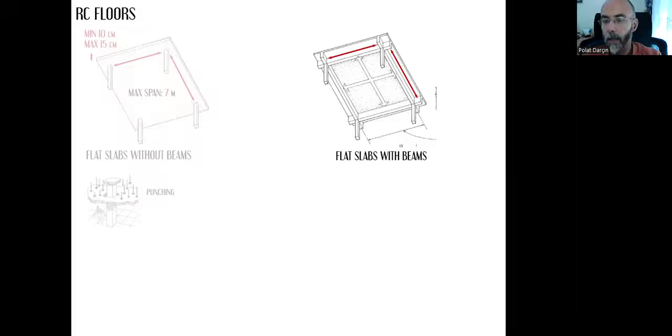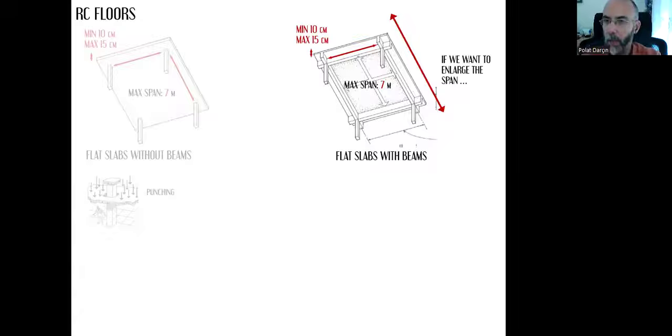And let's summarize all this information here. Maximum span can be 6.5 meters. Again, it has been miswritten here, not 7 meters, 6 or 6.5 meters. And the thickness can be minimum 10 centimeters, maximum 15 centimeters. But what if we want to enlarge the span more than 6.5 meters in both directions? Then we can have girders.